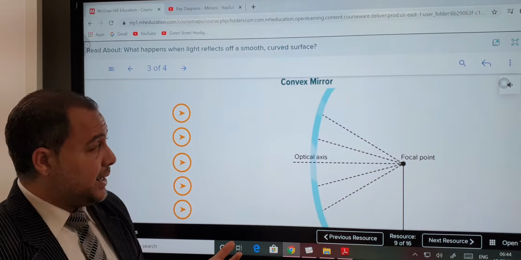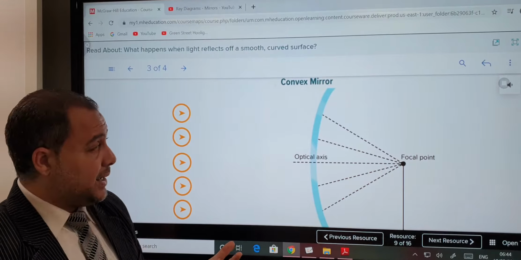Another ray, parallel to the principal axis, will diverge, but its extension will pass through the focal point. This is the optical axis, reflecting itself as we studied before. Another ray falls parallel to the principal axis and reflects, but its extension passes the focal point. And this again, parallel to the principal axis, reflects, where its extension will pass through the focal point.